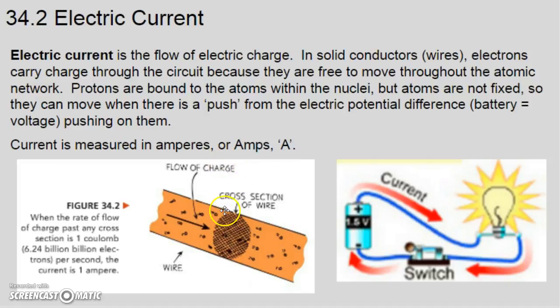So if I look at this picture here, we're looking at what's called the flow of charge. It's going to be moving from left to right. And this would be a kind of cross-section of the wire. When the rate of flow of charge past any cross-section is 1 coulomb per second, the current is 1 amp. And we'll start putting numbers to this very, very soon. But it goes back to this. Your battery is going to provide voltage, a chemical potential difference. It's going to push current through the wires. And when that wire interacts with, in this case, a bulb filament, it's going to heat it up. And that's going to generate light.